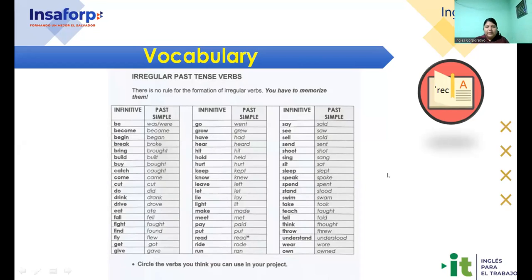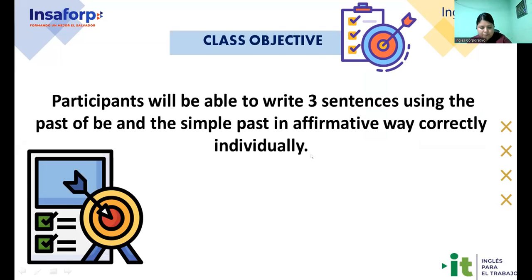Okay, nice. So let's continue, guys. Listen up. We will continue with some other activities. And we have the class objective for today. Lady, please, can you help us with the class objective? Participants will be able to write three sentences using the past of be and the simple past in an affirmative way correctly, individually.